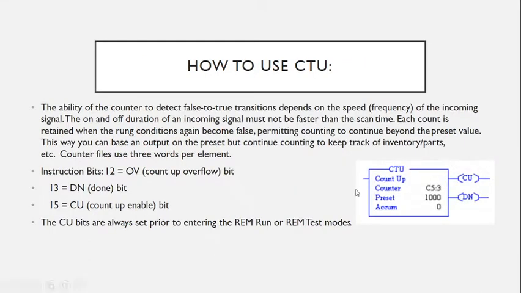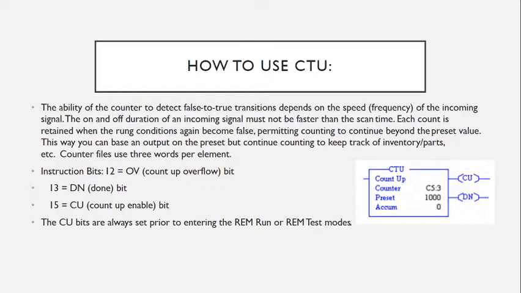Now, how can we use the CTU? This part is actually not taken from the book. It is taken from the help of the RSLogix software. So it says the ability of the counter to detect a false-to-true transition depends on the speed or frequency of the incoming signal. That is very important because if that frequency is not well managed, due to the delay and the time that the scanning takes, we might get trouble.